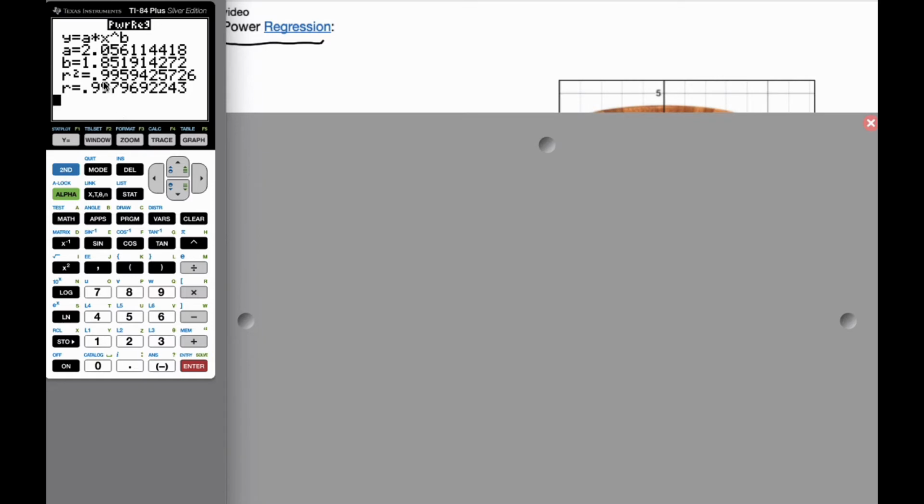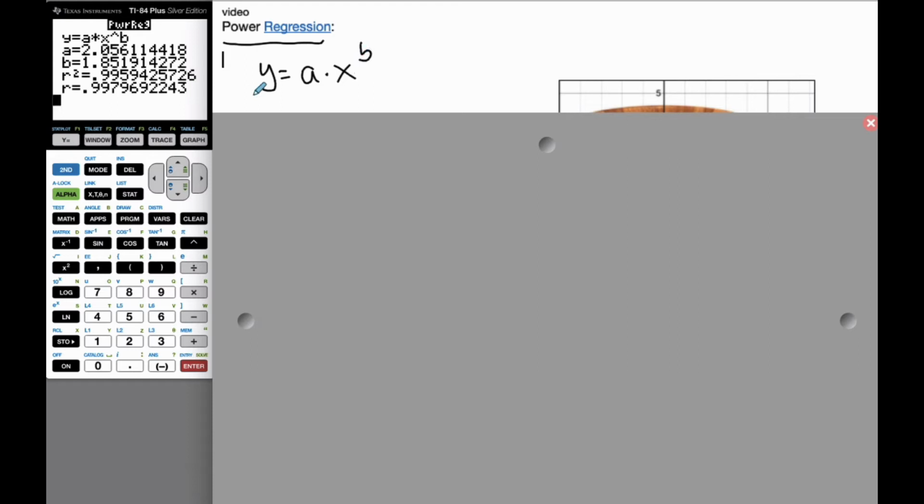And so I would see here I have an A value of 2.06. The B value is the exponent. And so power regression ends up being y is equal to some value A times x to an exponent b. And so if you look at power regression and you consider direct and inverse variation, you can see that they're really all connected to each other, because if the b value is positive, then I know that it's direct variation. If it is negative, then it's going to be inverse variation.